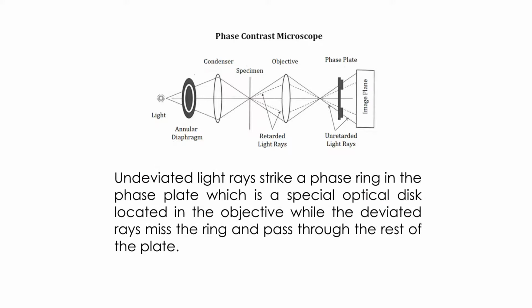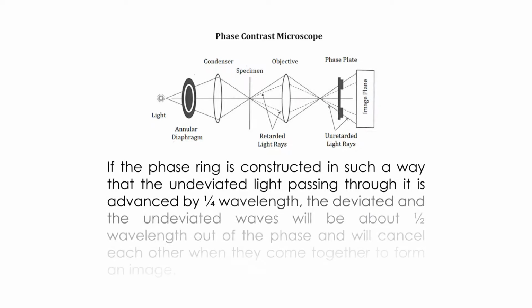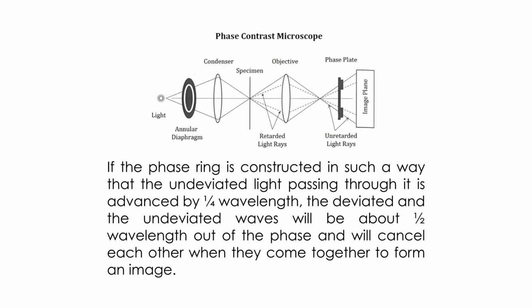Further, undeviated light rays strike a phase ring in the faceplate, which is a special optical disc located in the objective, while the deviated rays miss the ring and pass through the rest of the plate. If this phase ring is constructed in such a way that the undeviated light passing through it is advanced by 1/4 of its wavelength, then the deviated and the undeviated waves will be about half a wavelength out of phase and will cancel each other when they come together to form an image.